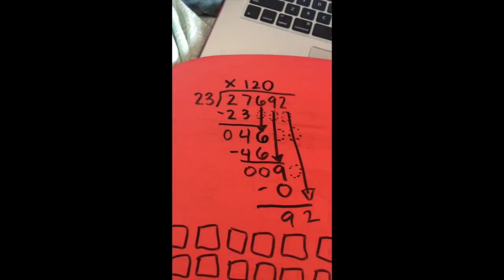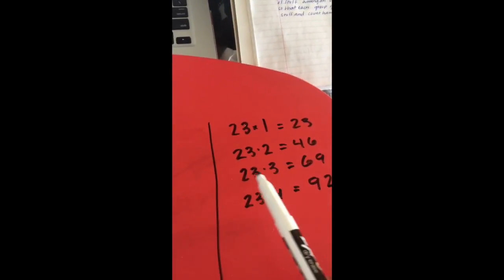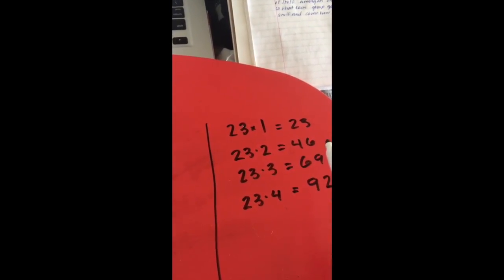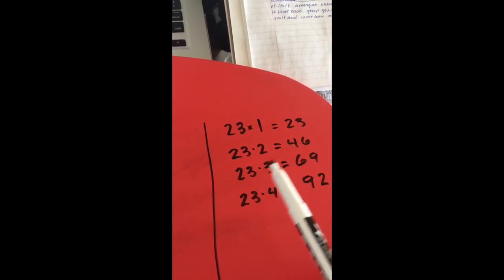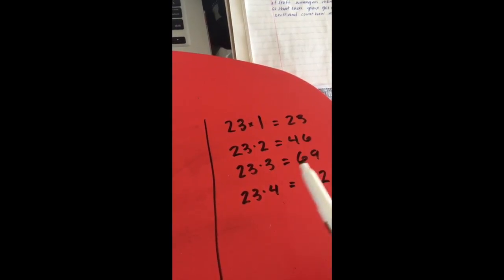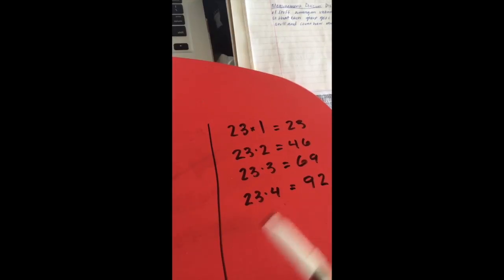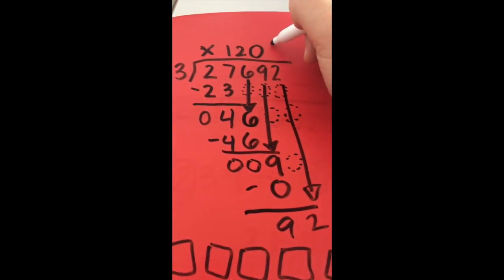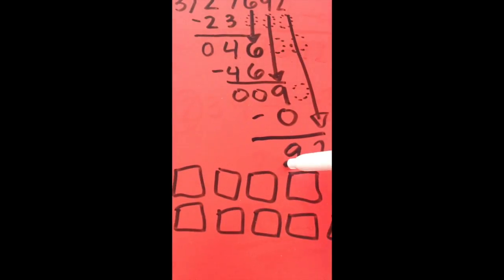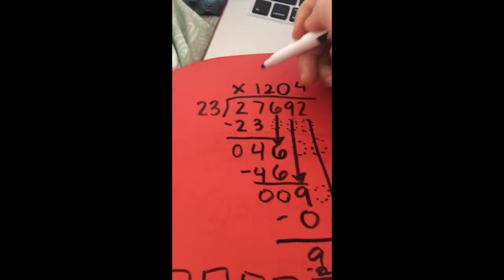So can 23 go into 92? It can, right? Because 23 times 1 is 23. So it can go in for sure once. 23 times 2 is 46, so we know it for sure goes in twice. Can it go more? Yep. 23 times 3 is 69, so we know it could go in 3 times. We'll try for one more. 23 times 4 is 92, so we know that it perfectly goes in 92 4 times. And then if you subtract 92 minus 92, you get 0, so you wouldn't have a remainder.